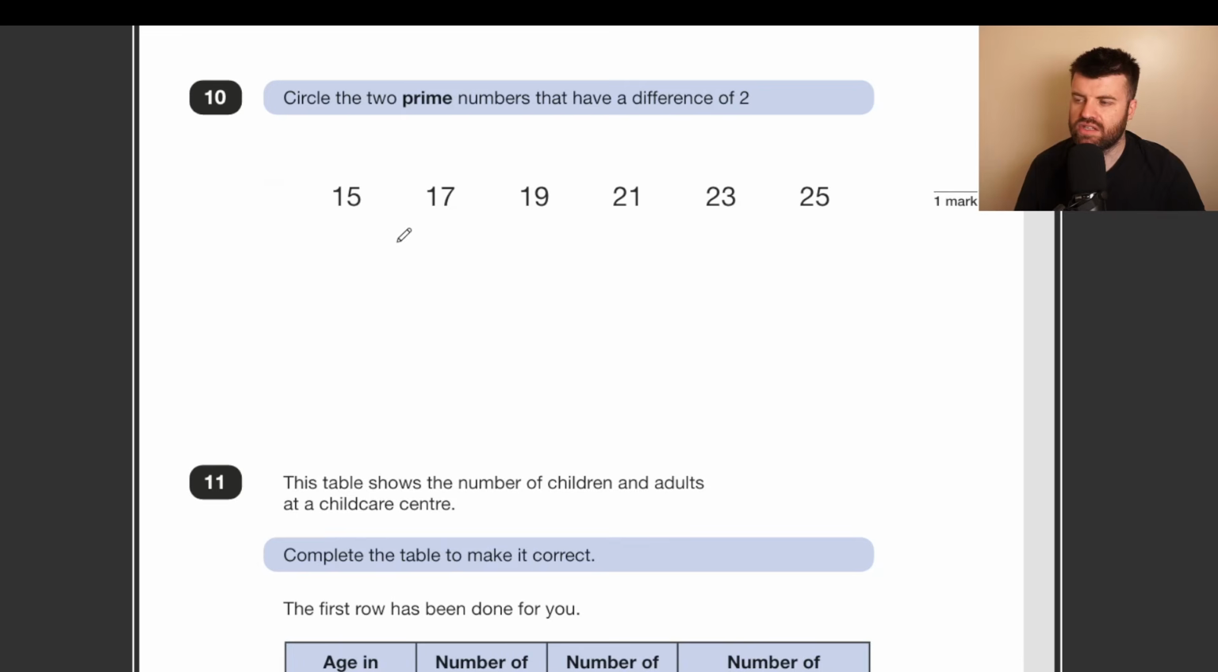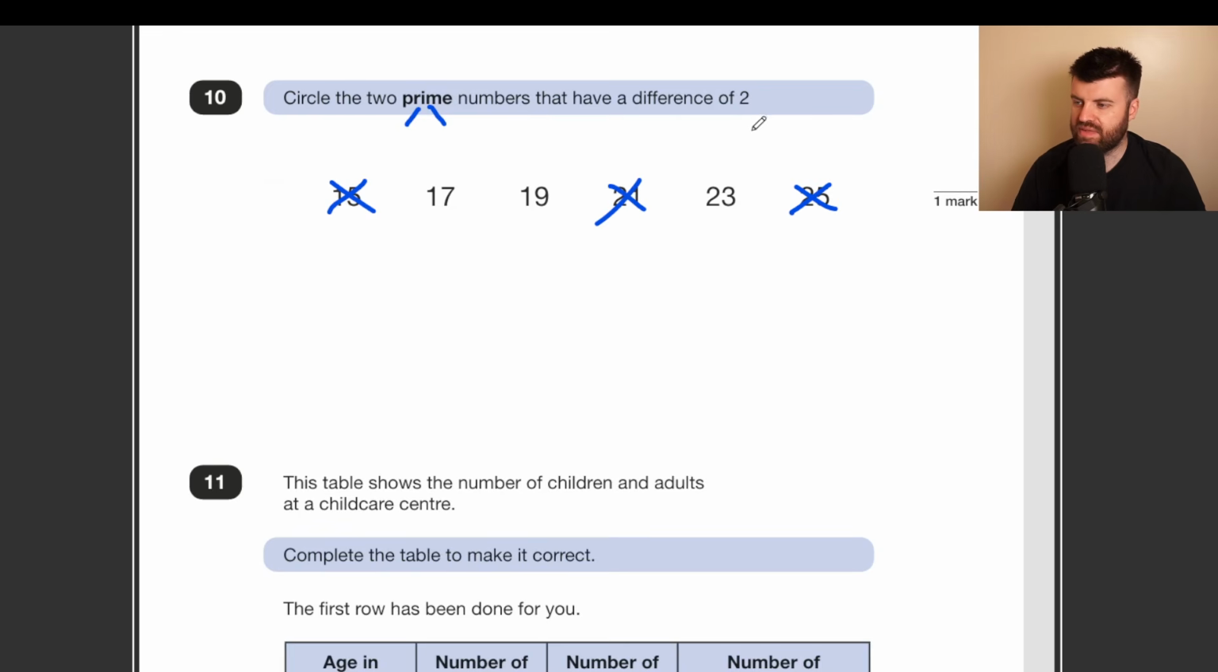Question 10. Circle the 2 prime numbers that have a difference of 2. A prime number is any number with exactly 2 factors, itself and 1. So let's get rid of any other numbers which have factors other than 1 and itself. 15 is not prime because it goes in the 3 times table and the 5 times table. 17 is prime, because it's not in any other times tables. Neither is 19. However, 21 is in the 3 and the 7 times table. 25 is in the 5 times table.